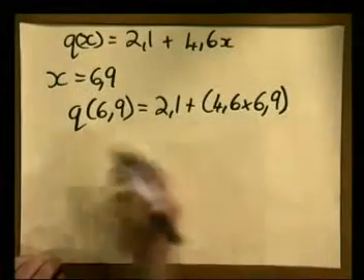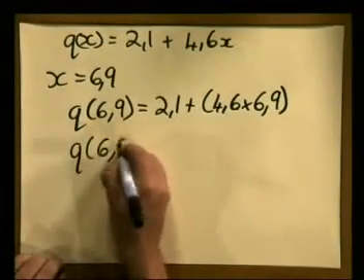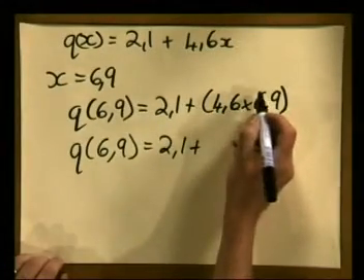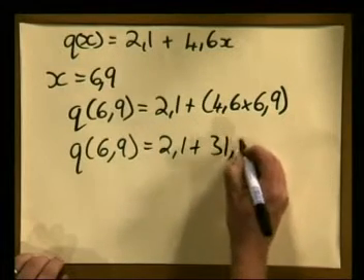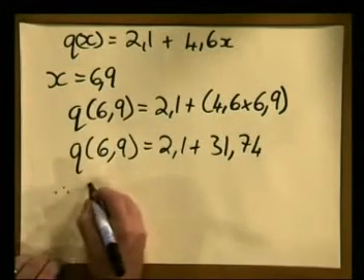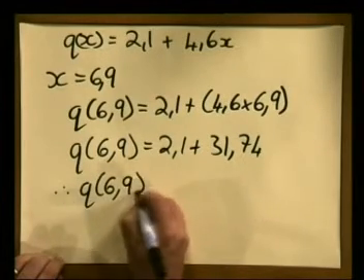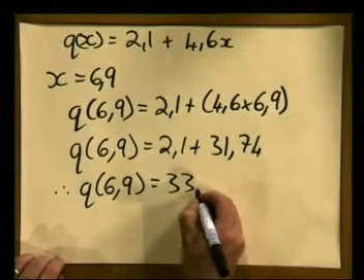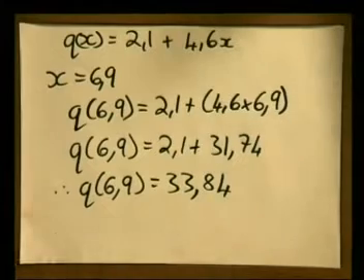Now in solving this, we need to remember to estimate. I know that 4 times 7 is 28 and 5 times 7 is 35. So my result is going to lie somewhere between 28 and 35. Now normally you would do this with a calculator, and Q of 6,9 would be equal to 2,1 plus, and if you calculated this on a calculator you would find that the answer is 31,74. Therefore finally Q of 6,9 is equal to 2,1 plus 31,74, which is a grand total of 33,84.